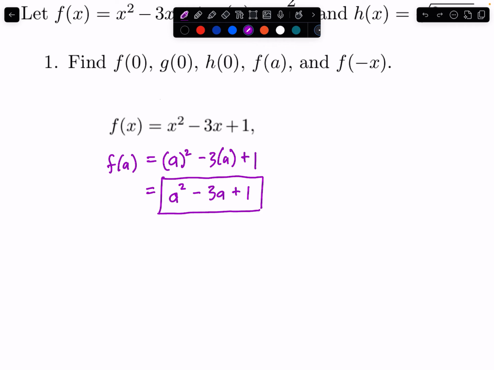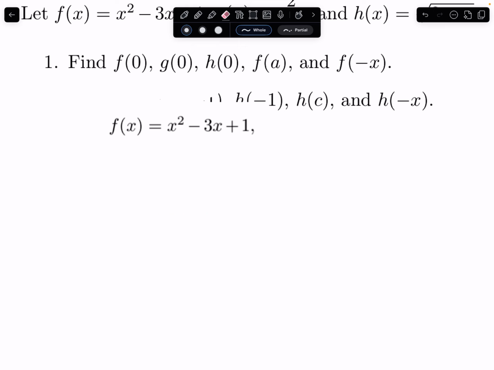And it's squared, and here it's multiplied by 3. And then you add 1 at the end. Okay, one more part for question number 1, which is f of negative x. So let's do that one in orange. Delete again to make space.